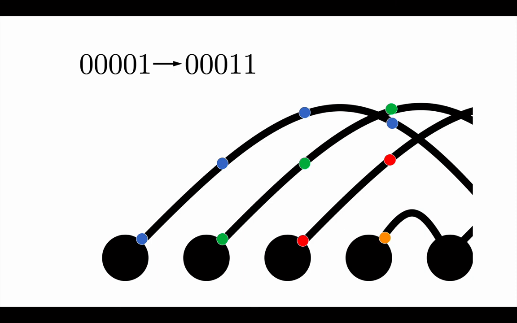That's going to be 0, 0, 0, 1, 1. Then when the red ball comes in, it's 0, 0, 1, 1, 1. And then when the orange ball comes in, it's 1, 1, 1, 1. Notice that the number of balls is increasing because we're increasing the number of 1s as we go.